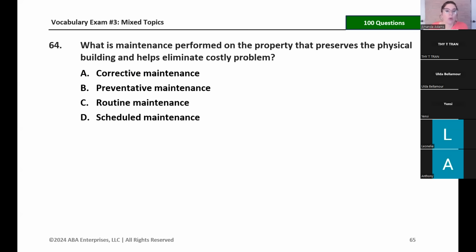Number 64. What is maintenance performed on the property that preserves the physical building and helps eliminate costly problems? What's that called? That is called B, preventive maintenance, because you're trying to prevent problems. An example of that would be changing the air filters on an HVAC unit.